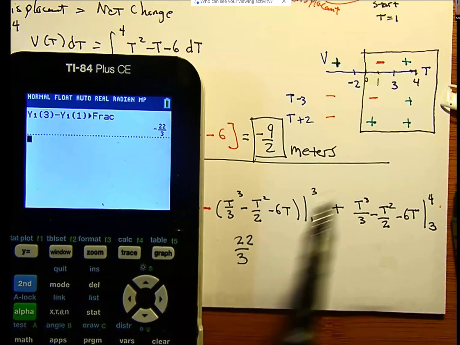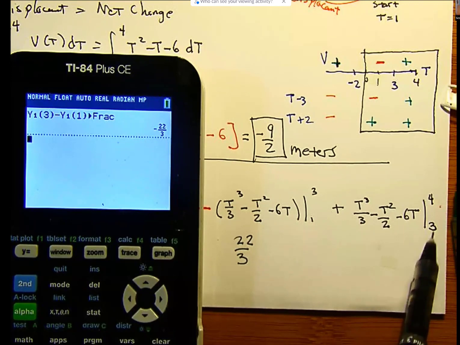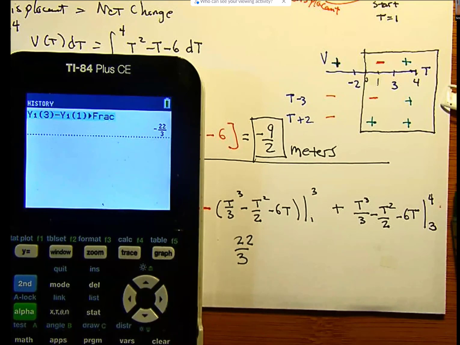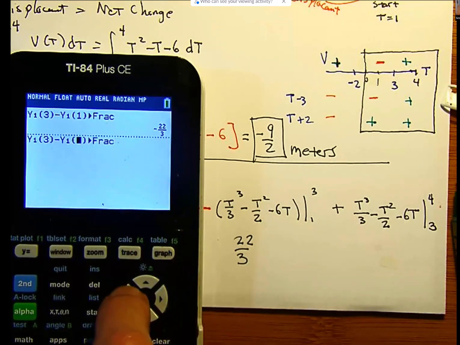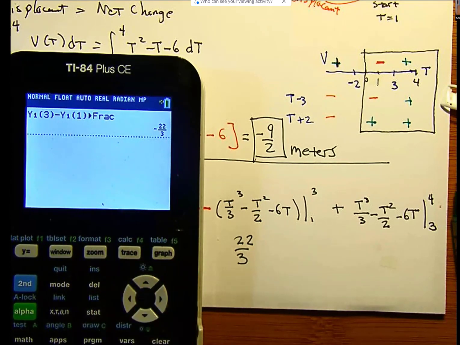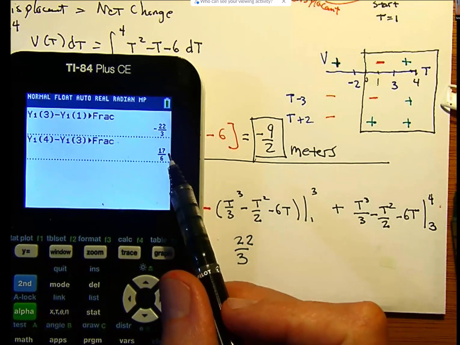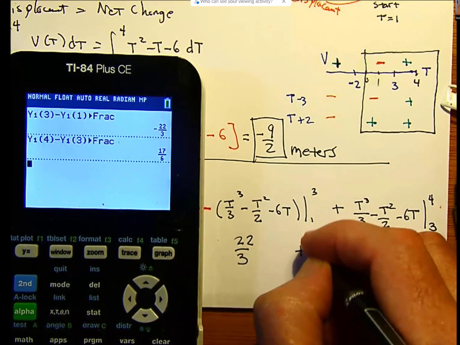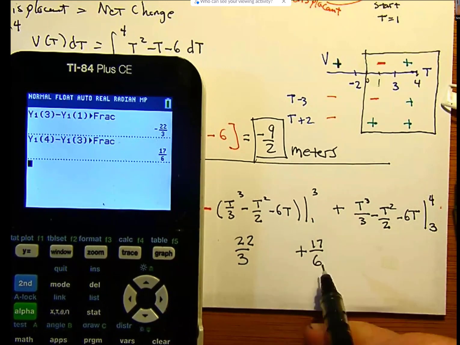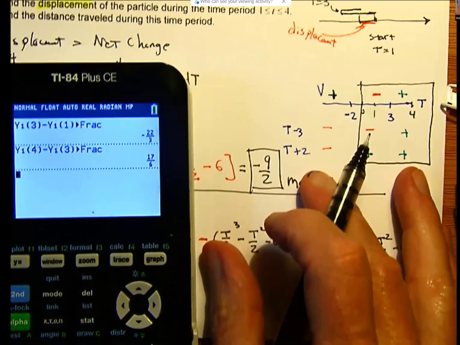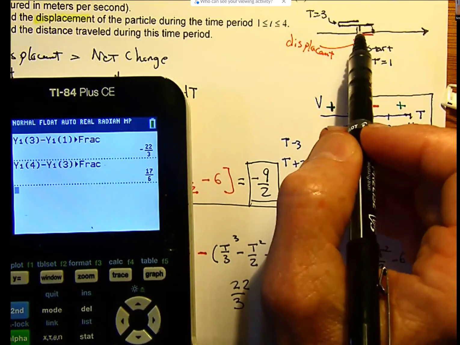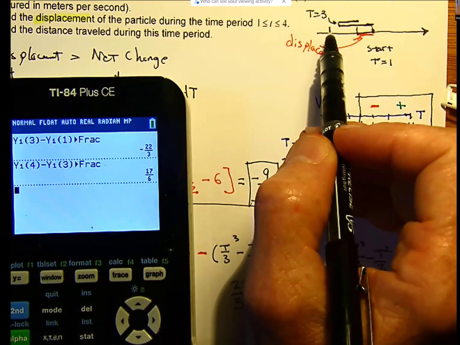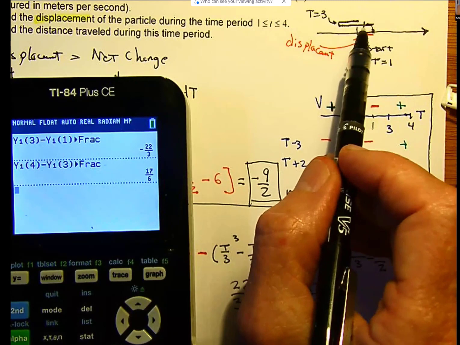So now I want to do the second integral from 3 to 4. Well, I can arrow up, grab the previous command, put it on the command line, and now I'm going to edit the command line and put in 4 to 3, hit enter. And the second part of the journey was 17/6. So the particle went 22/3 meters backwards, and it went 17/6 meters forwards.